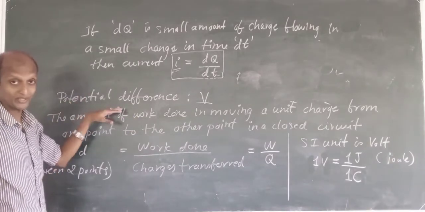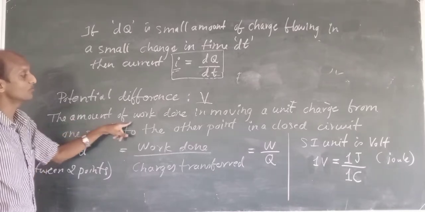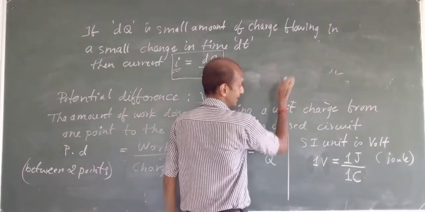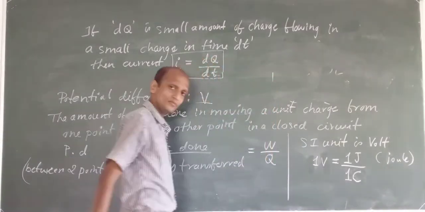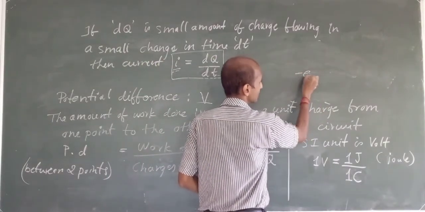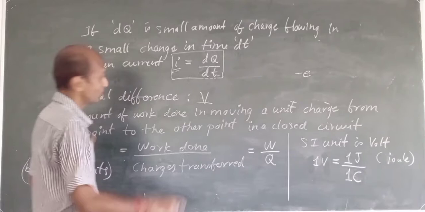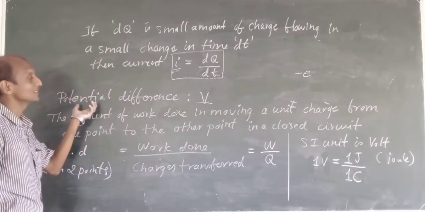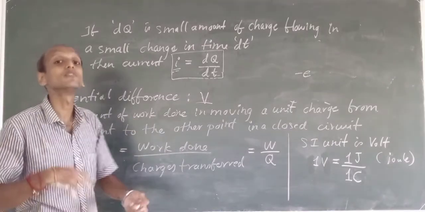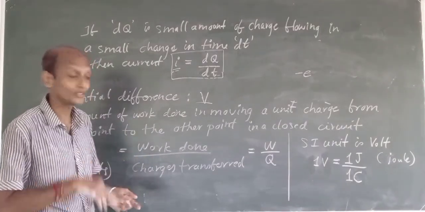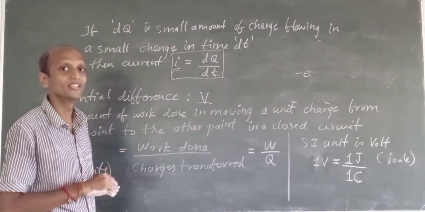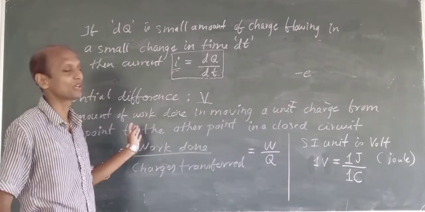So how can we define potential difference? It is the amount of work done in moving a unit charge. So if I have one electron over there, what is the potential difference? The amount of work done, with the application of a voltage source. We need not do the work; we have to only apply it.